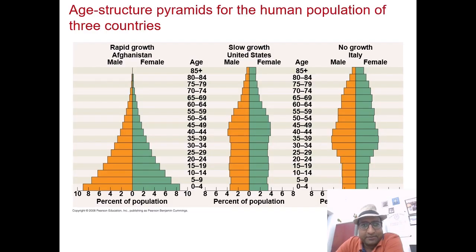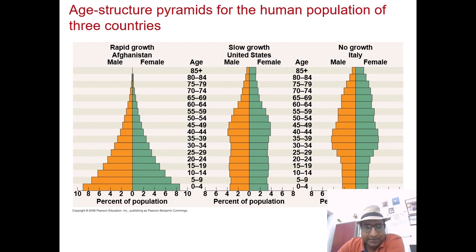Let us see the age structure pyramids of the human population of three countries. If you see, the three countries have been shown. Okay, rapid growth is shown by Afghanistan at the present time, slow growth rate is shown by the United States, and no growth rate by Italy. What is there? Male and female life. So in the rapid growth, what is the condition? So it is showing the birth rate.